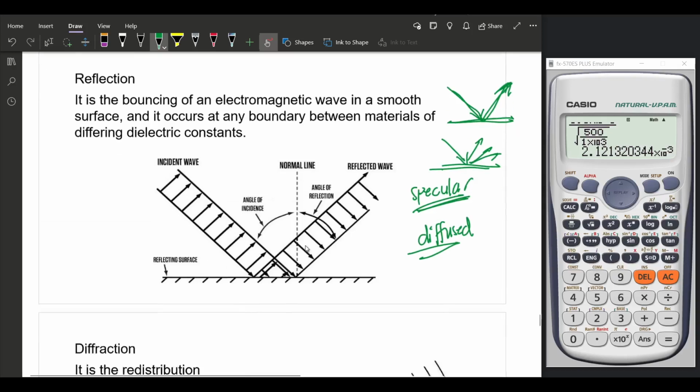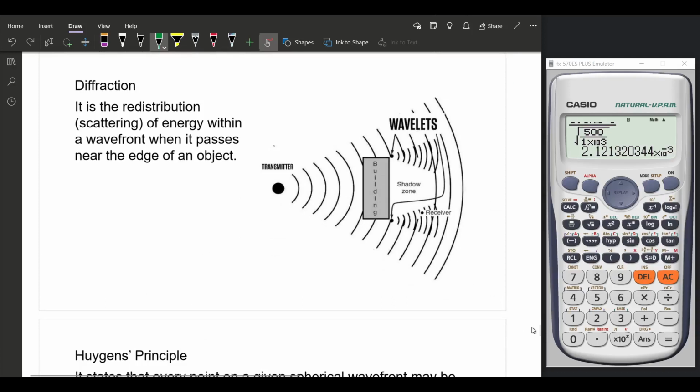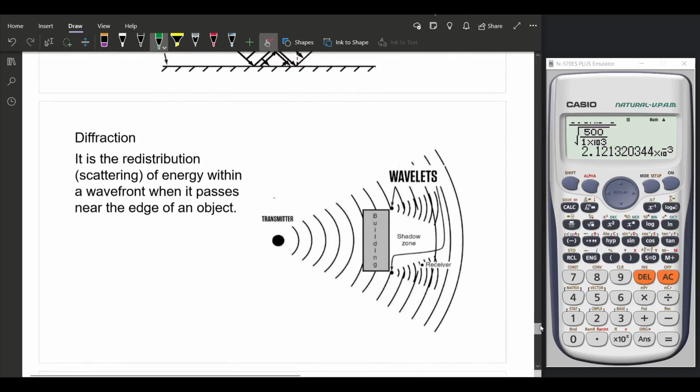Okay? So the third optical property is known as diffraction. The diffraction is the scattering or the redistribution of energy within a wavefront when it passes near the edge of an object. So kapag nag-scatter, kumalat yung signal mo pag tumama siya sa isang obstacle. For example, this is your transmitter, then nag-propagate yung wave, tumama siya sa isang building, so yung edge ng building. Dun tumama, so kakalat dun yung signal mo.